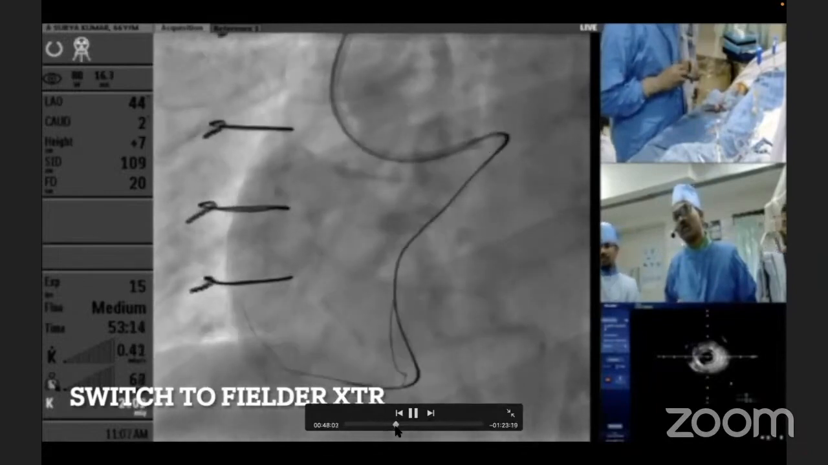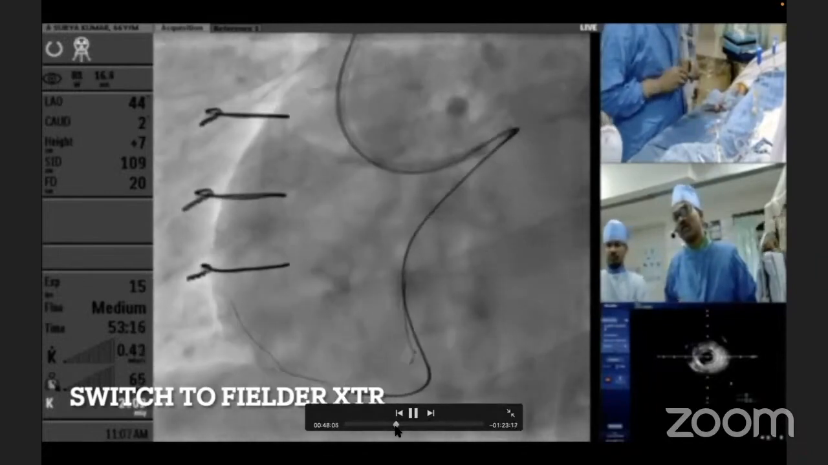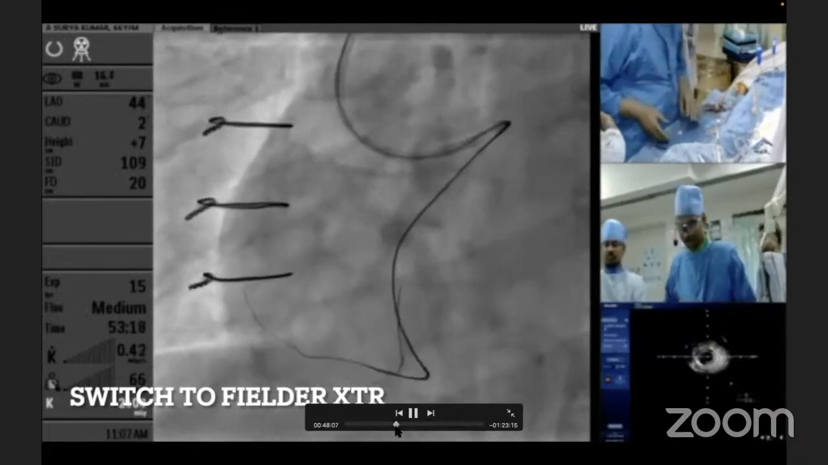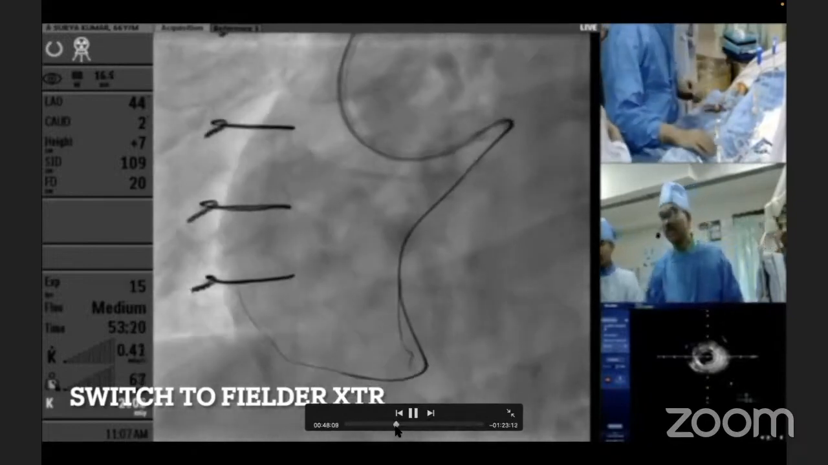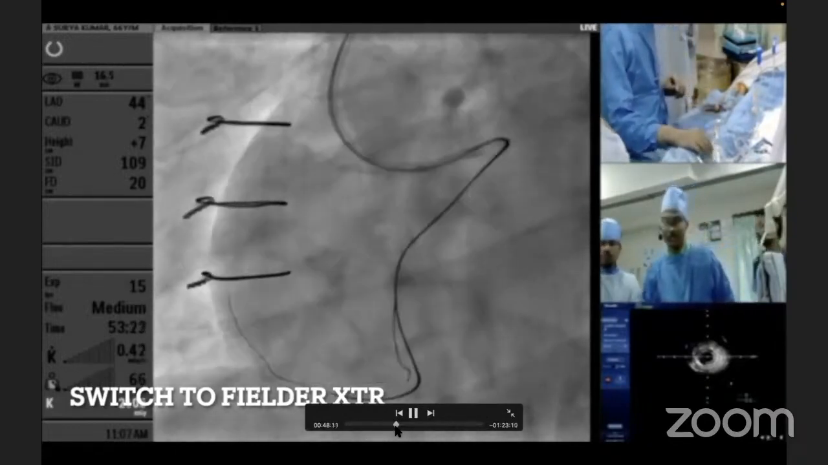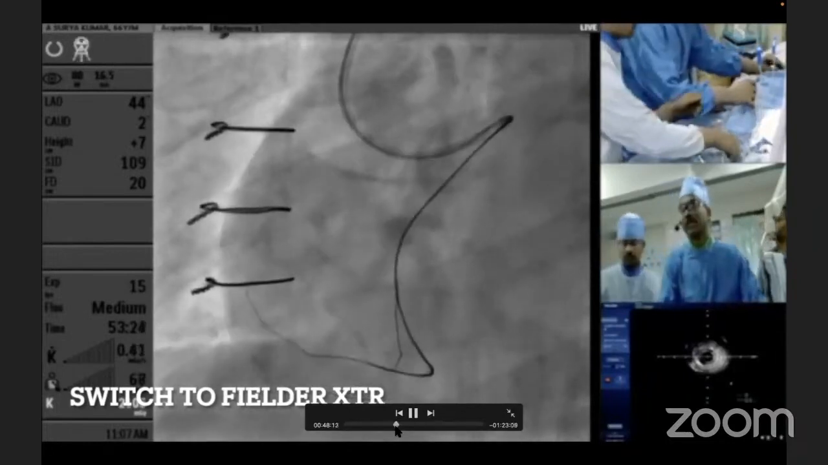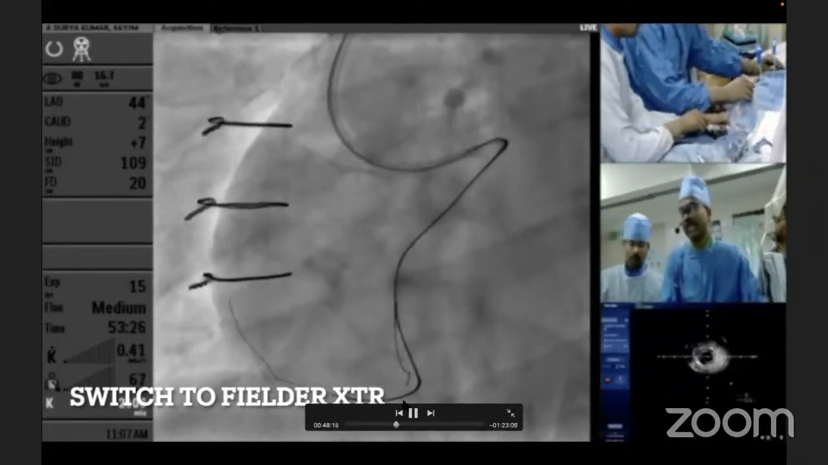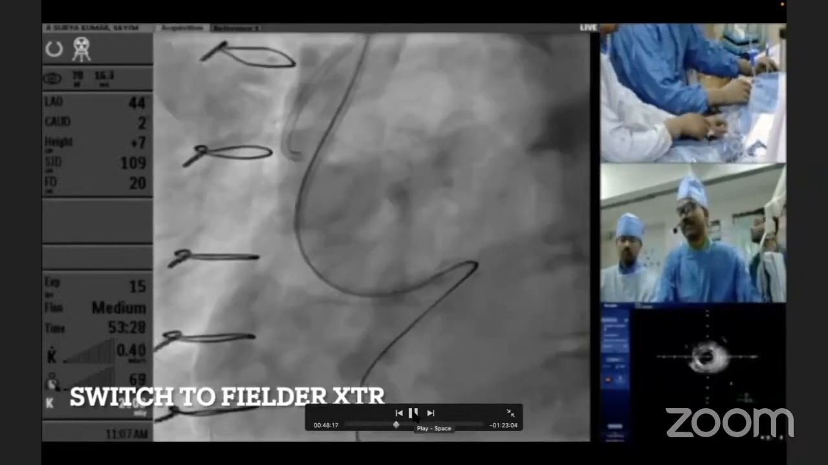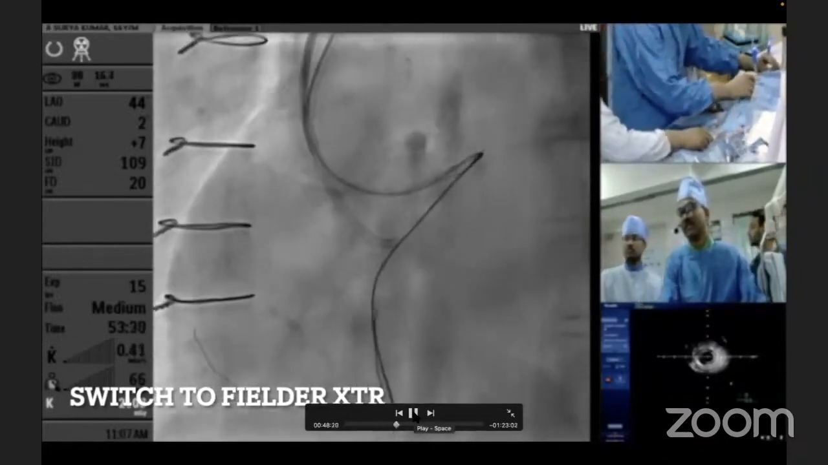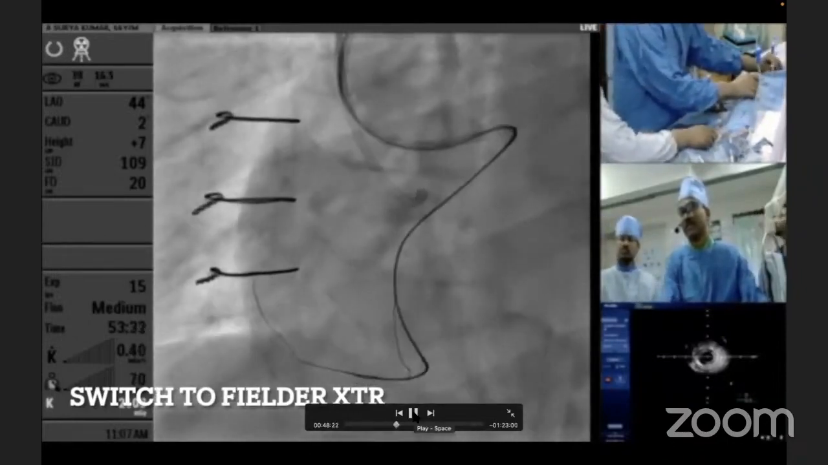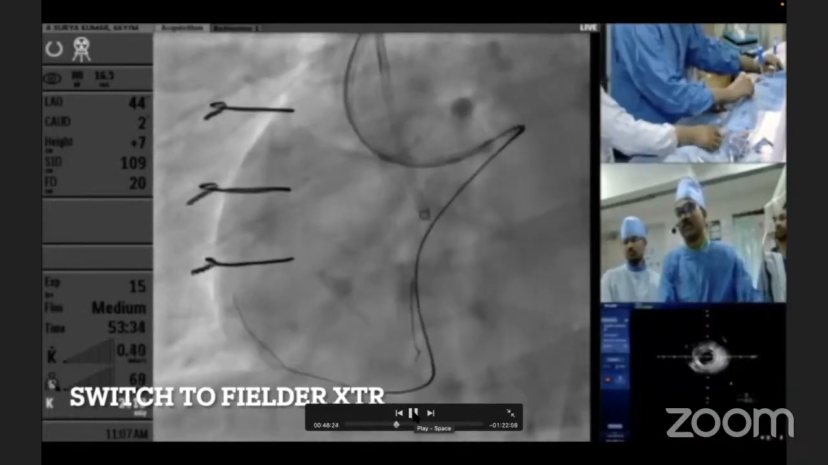But the wire is not progressing. So, okay, I think now it's time. Right, okay, yeah. Sharath, when this XT is not progressing, do you try knuckle wire with this, or you just escalate to Gladius and do a knuckle?